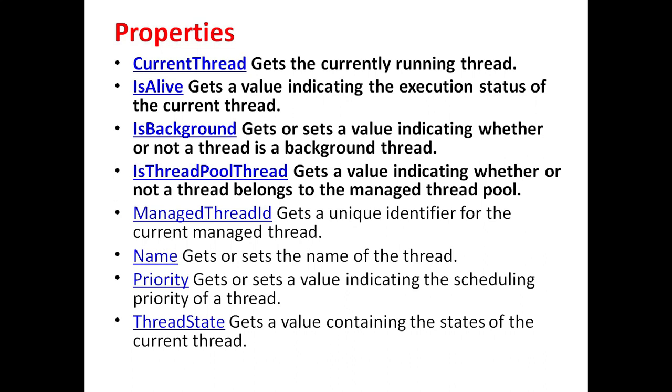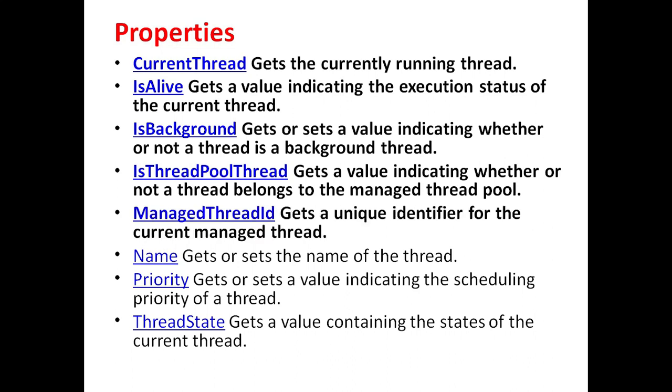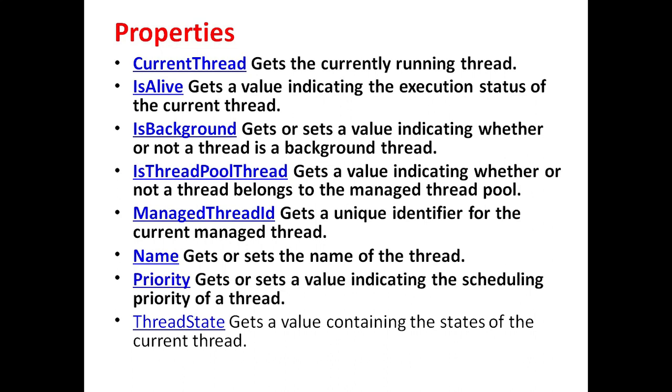IsThreadPoolThread, which gets a value indicating whether or not a thread belongs to the managed thread pool; ManagedThreadId, which gets a unique identifier for the current managed thread; Name, which gets or sets the name of the thread; Priority, which gets or sets a value indicating the scheduling priority of the thread; ThreadState, which gets a value containing the states of the current thread.